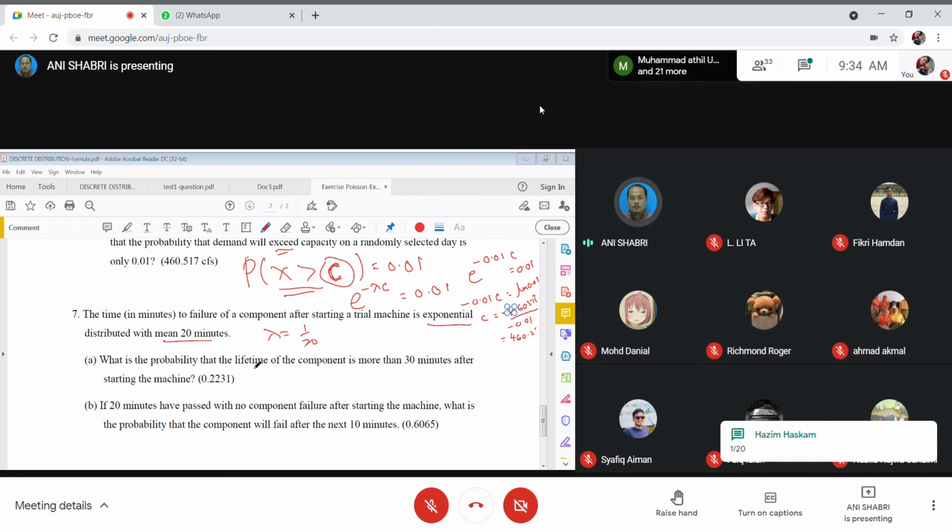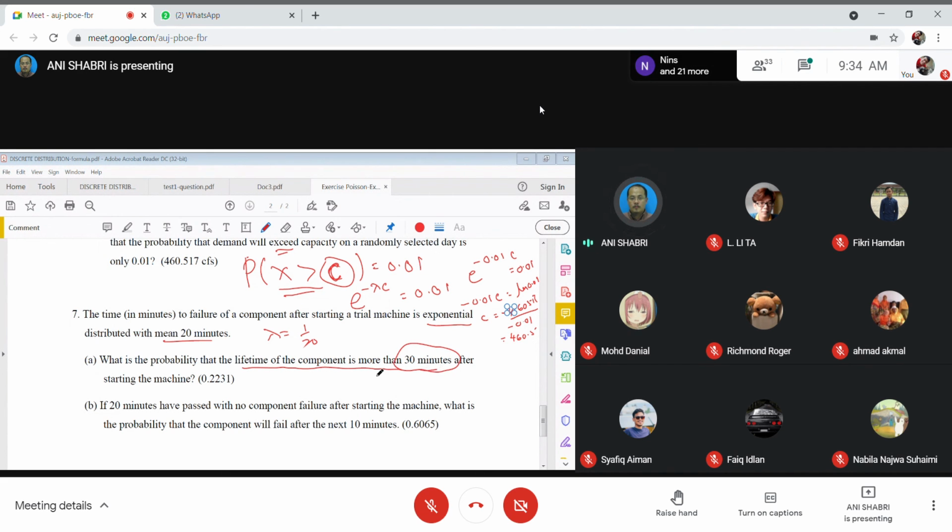Okay, number 1. What is the probability that the lifetime of the component is more than 30 minutes? When you see the unit is minutes, we must use the exponential. It is more than, and the unit is the same, 30 minutes and 30 minutes. For this one it is straightforward. P(X greater than 30) is equal to e to the power of minus 30 divided by 20. The answer is 0.2231.